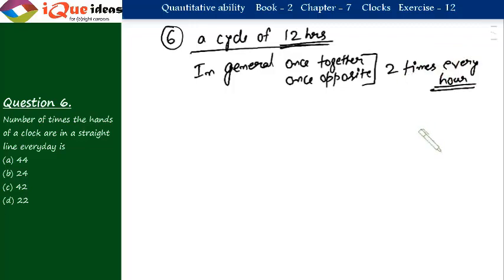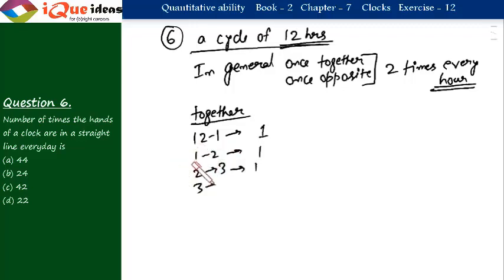Okay, but now let's look at some exceptions. Say for example, if we talk about together. So are they together between 12 and 1? Yes, 1 time. Between 1 and 2? Yes, 1 time. Between 2 and 3? Yes, 1 time. 3 and 4? 1 time. 4 and 5? 1 time. 5 and 6? No, 0 time. Between 6 and 7? No, 0 time.